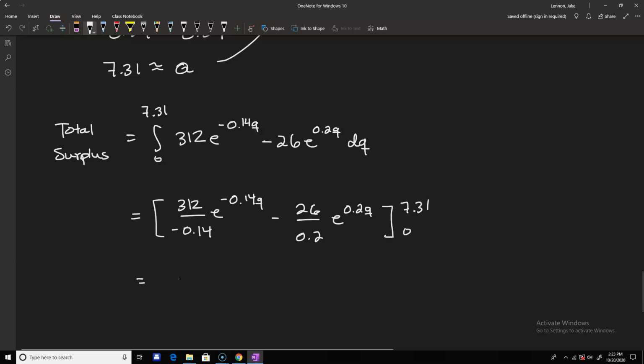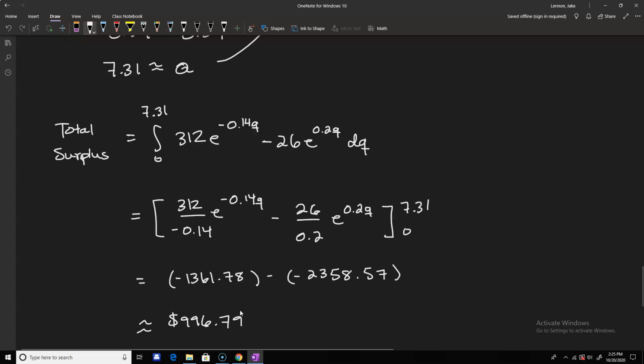And if you plug in both numbers, you get negative 1361.78, and then minus a negative 2358.57. So this gives us our answer. This comes out to $996.79.